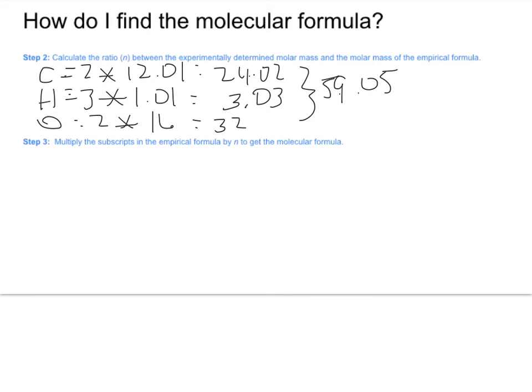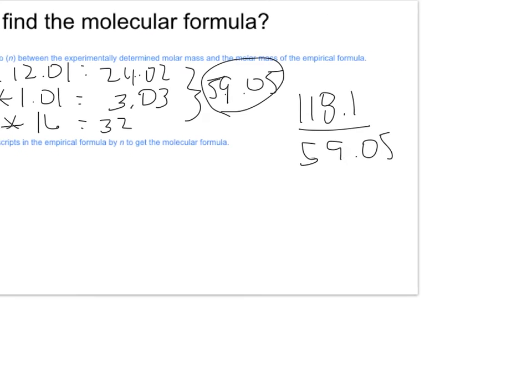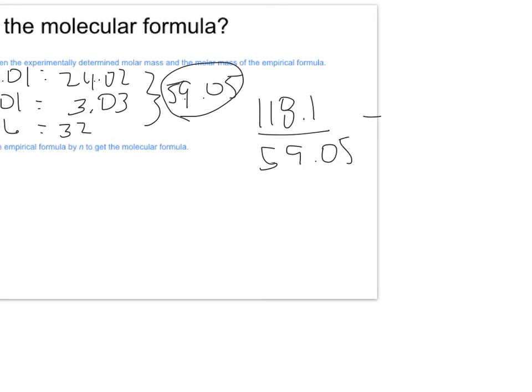And so now what we have to do is take our experimentally determined molar mass, which, if you look at the problem, says it was 118.1, and divide it by this molar mass right here, which is 59.05. When we plug that into our calculator, we get a value of 2.